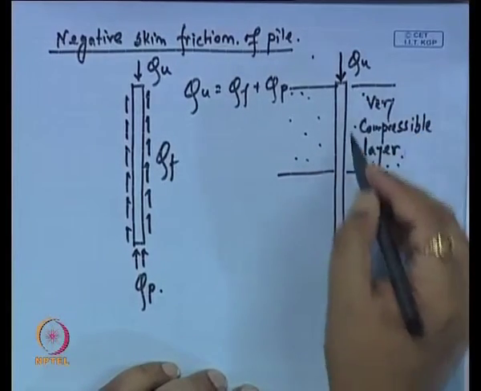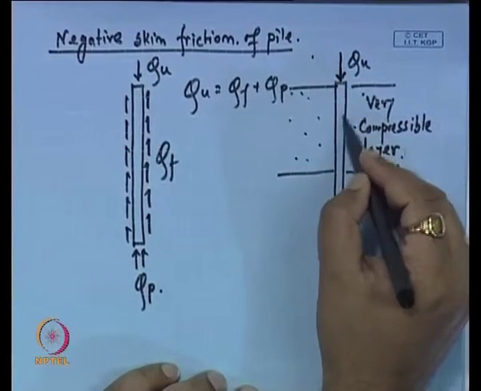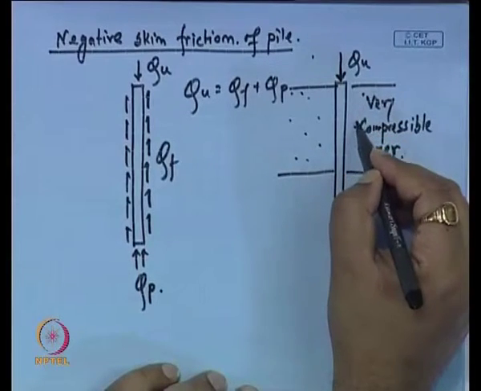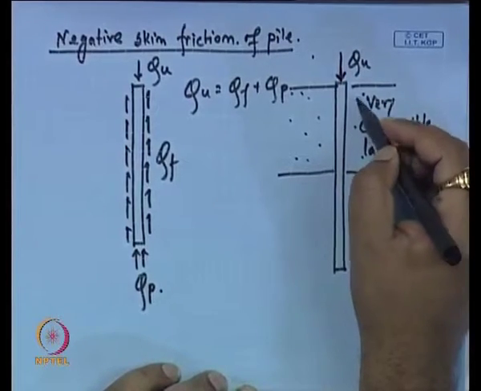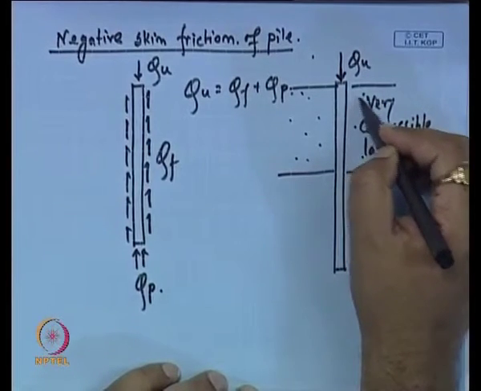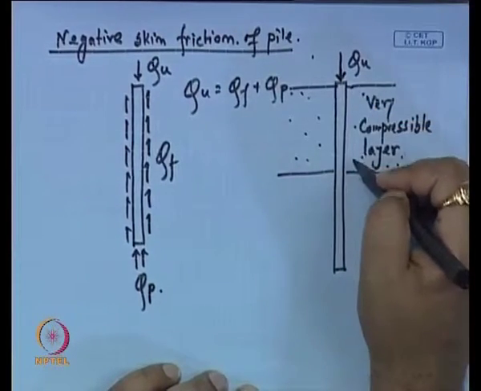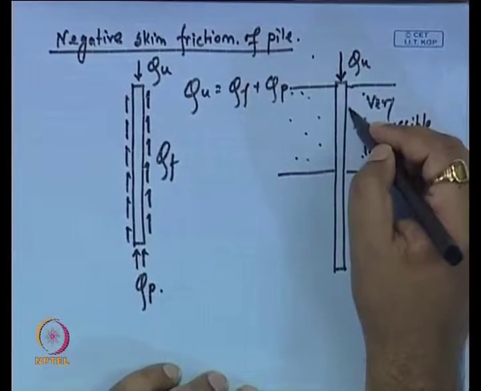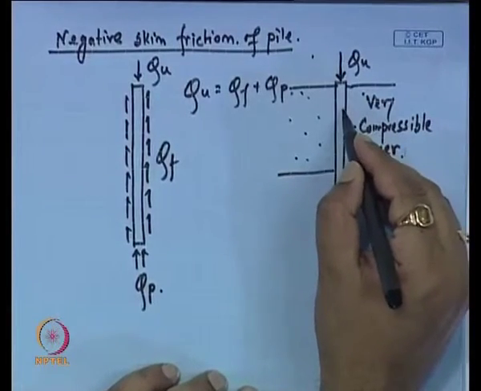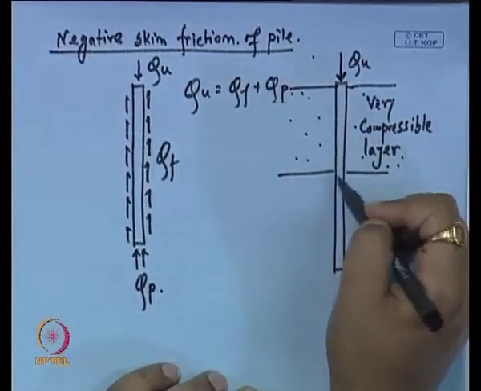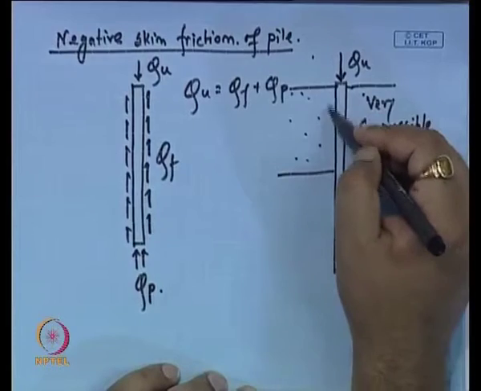is more compared to the settlement of this pile. So, if I consider the relative displacement between this soil and this pile, as the settlement of this soil layer is more compared to the settlement of the pile, the soil will settle more and the pile will settle less. So, the friction resistance that we are getting will not act in the upward direction, it will act in the downward direction. Because with respect to the soil, the pile is moving in the upward direction, because the soil settlement is more compared to the pile settlement.